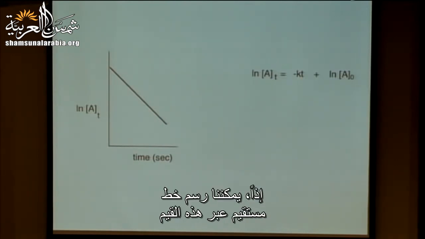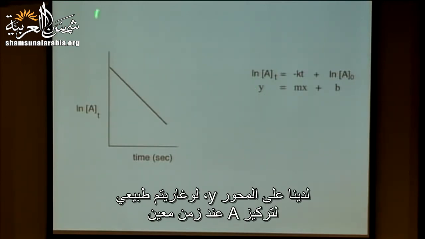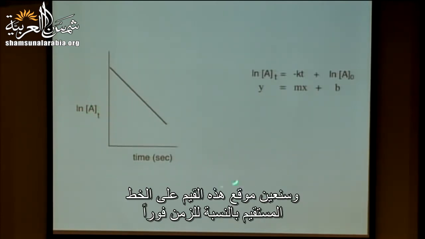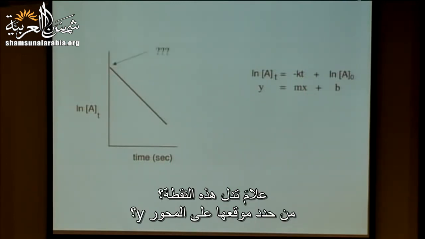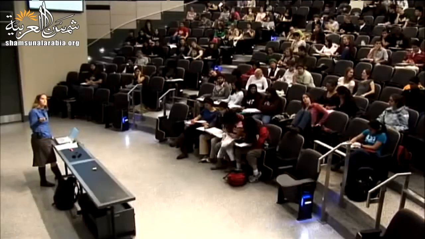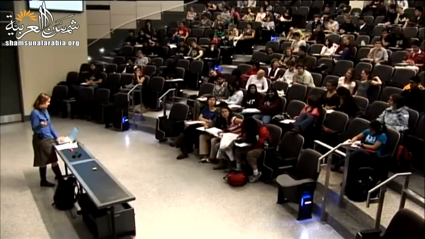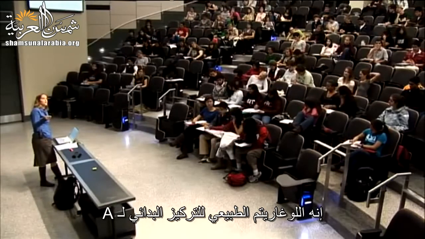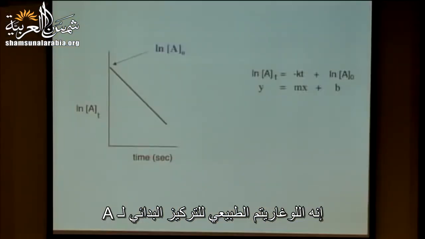So here, we can look at this in terms of a straight line. On the y-axis, we have the natural log of the concentration of A at a particular time, and that's plotted against time over here in seconds. And so what does that mean? What is the intercept here? Yep, the natural log of your initial or original concentration of A.